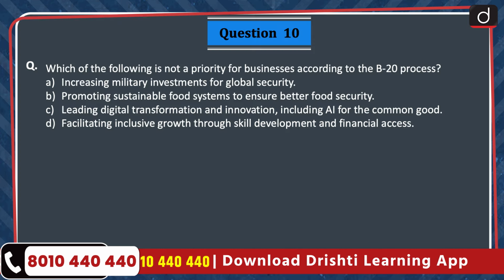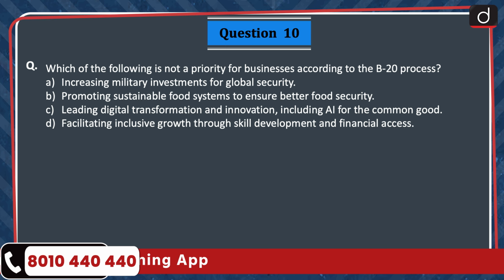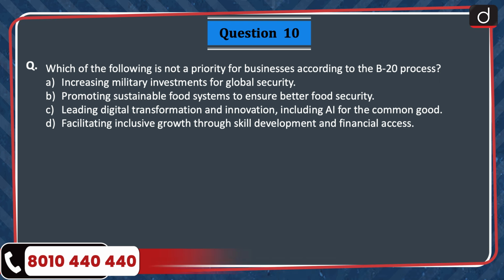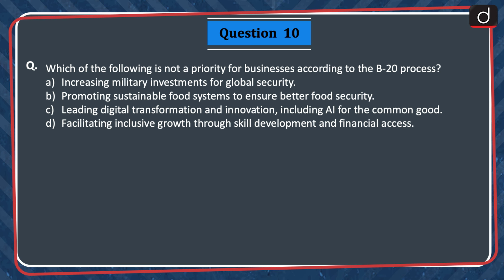Last question, which of the following is not a priority for businesses according to the B20 process? Increasing military investments for global security, promoting sustainable food systems to ensure better food security, leading digital transformation and innovation including AI for the common good, or facilitating inclusive growth through skill development and financial access. The correct answer is option A, increasing military investments for global security.